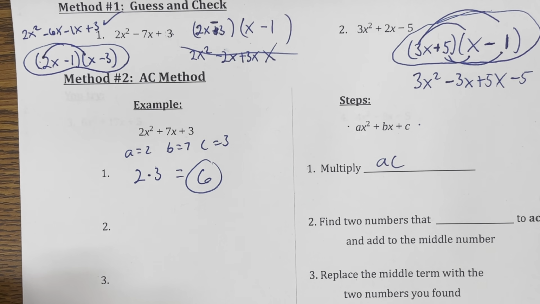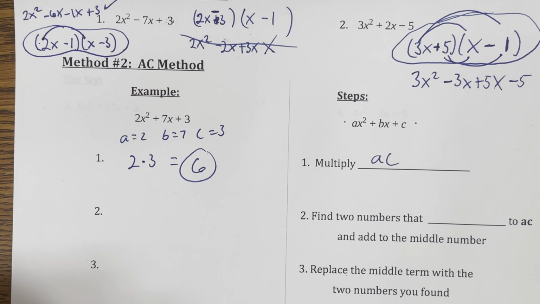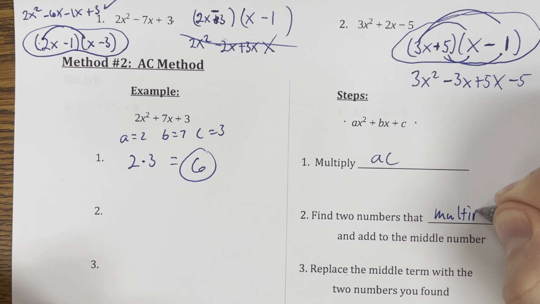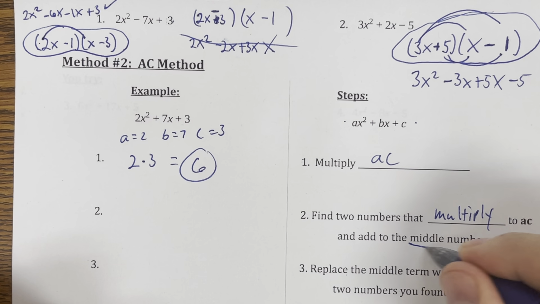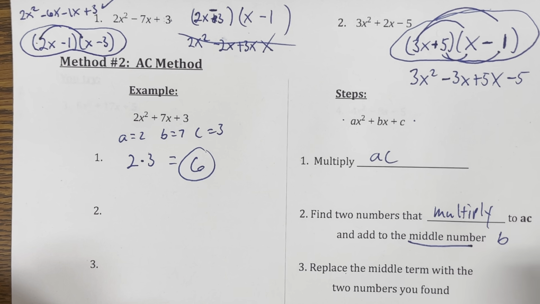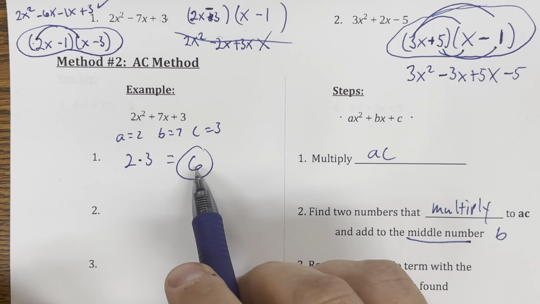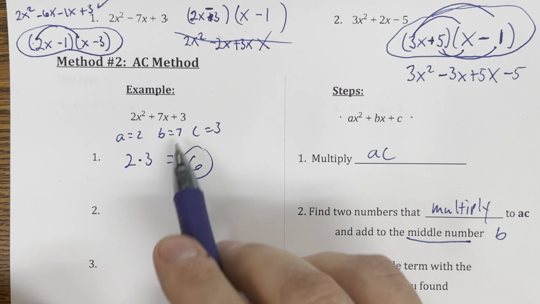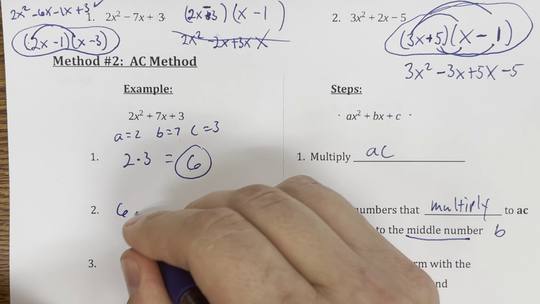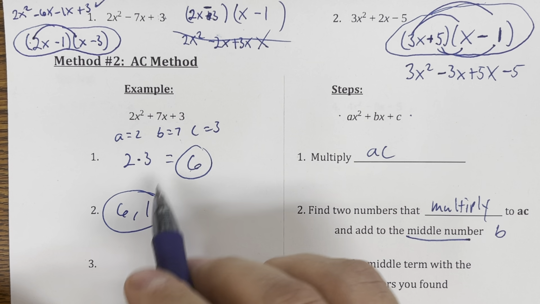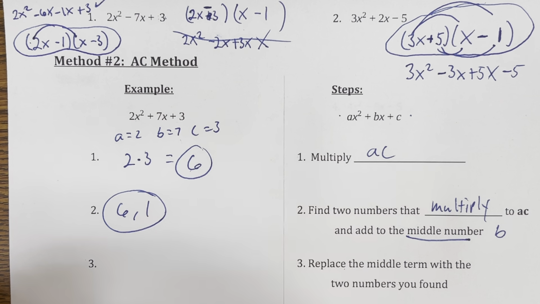So now what we're going to do is find two numbers that multiply to AC and add up to the middle number, which is B. Okay, so two numbers that multiply to AC that add up to B. So our factors of 6 that add up to 7 are 6 and 1. 6 times 1 is 6. 6 plus 1 gets us our middle term of 7.